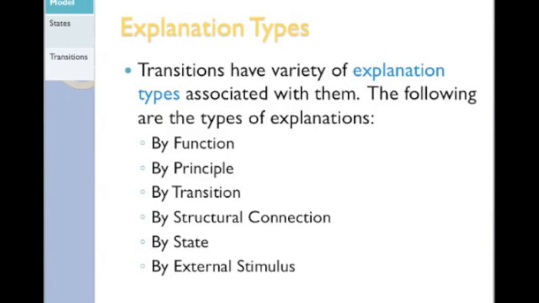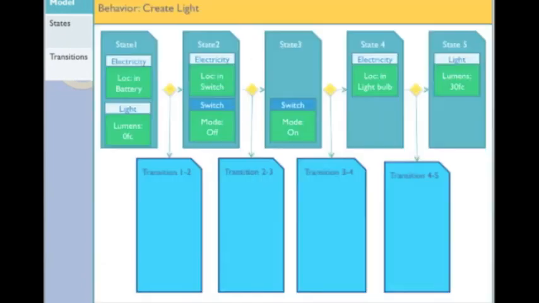Explanations by structural connection are very common, often assumed, and occur because of the connection between two components. Explanations by state occur because of some state change in another component, such as the flipping of a switch. And finally, explanation by external stimulus provides a way to explain changes to a system that come from outside the system. Now that we know about explanation types, let's re-examine the light circuit behavior model.